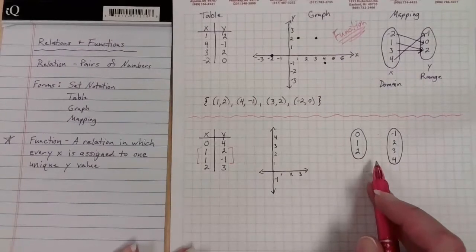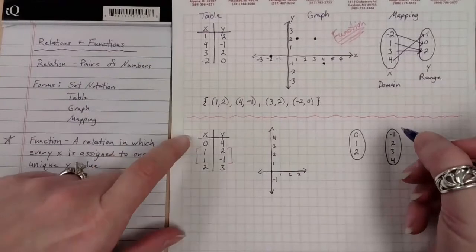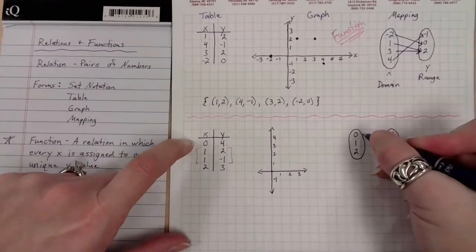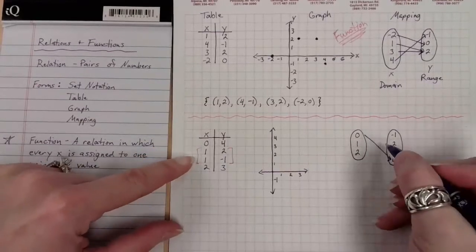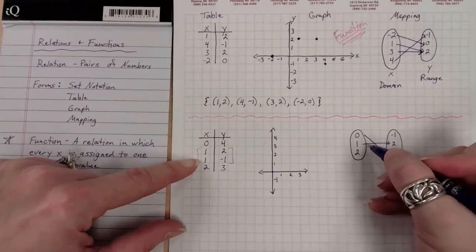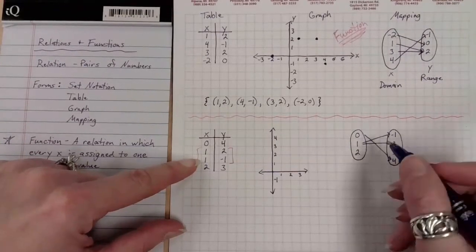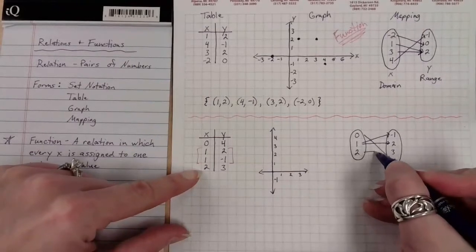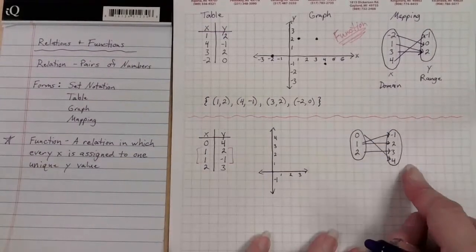Let's jump over here for a second. What does that look like in terms of my mappings? 0 is assigned to 4. Okay, so 0 goes down to 4. There we go. There's my arrow for that one. 1 is assigned to 2, but 1 is also assigned to -1. All right, let me throw this last one in there. 2 is being assigned to 3. Great, okay. Look at the comparison between this guy and this guy.